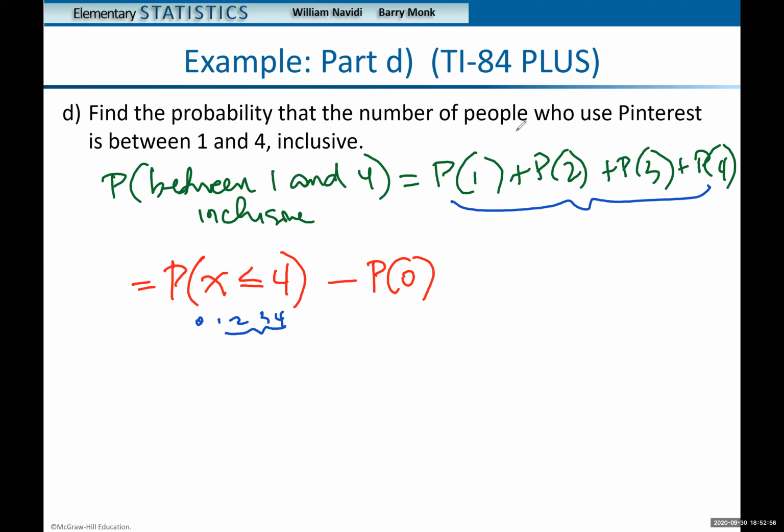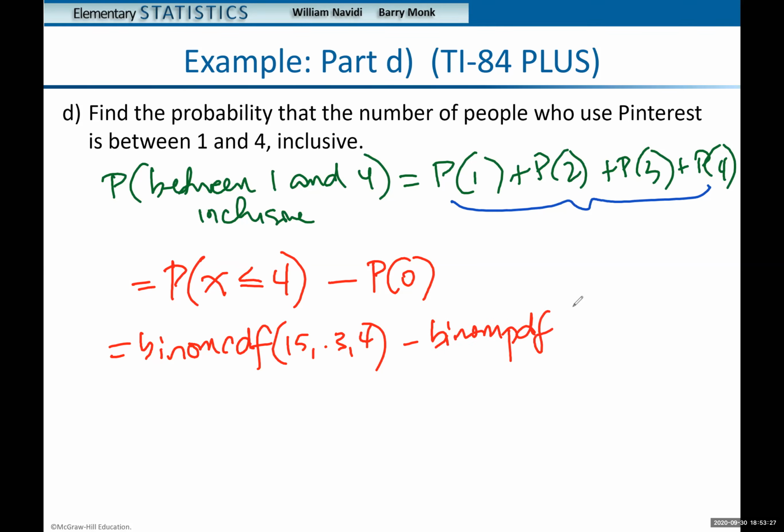And to do that, we know that less than or equal is binomcdf. So you'll be able to use binomcdf here with the 15 trials, the probability of 0.3, and your X is 4. Minus the probability of 0, this is an exact, so you'll be able to use binompdf. So again, this is 15, 0.3, and 0. Try that and you will be able to get the answer.